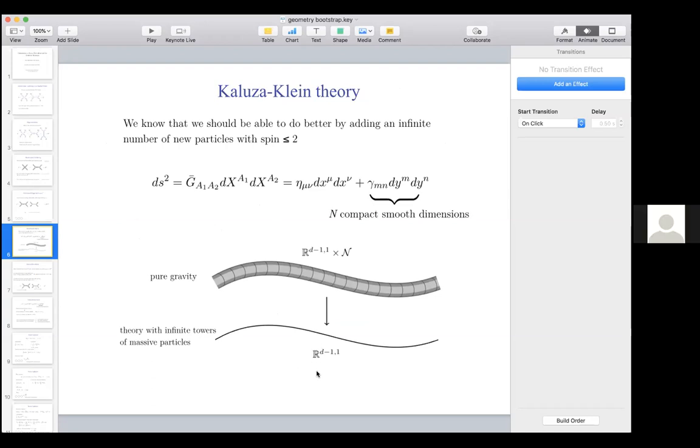So let's look at a Kaluza-Klein theory where we start with some pure GR in higher dimensions, and then we reduce it on some smooth n-dimensional compact manifold. So we'll get some theory in lower dimensions that has the infinite towers of Kaluza-Klein modes coming from reducing on our n-dimensional compact manifold.